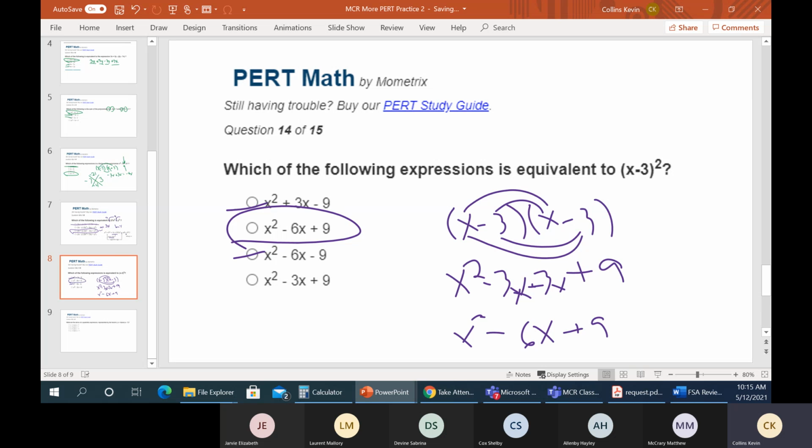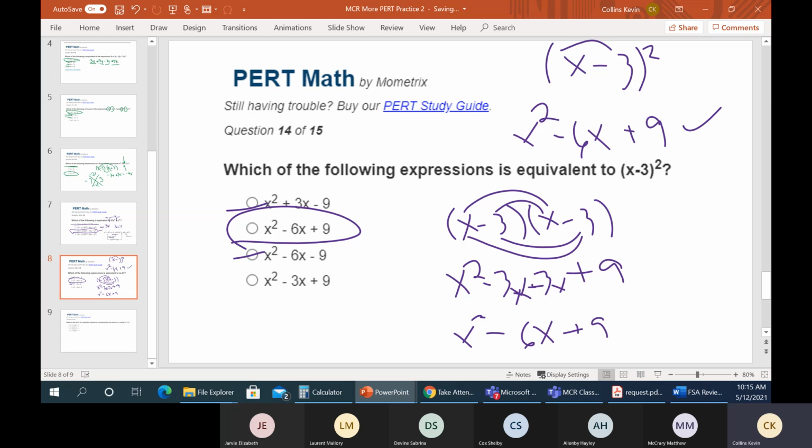Good. The hack on this one, again, is you square the first guy, square the second guy, and he's always positive. Multiply these two together, so minus 3 times x is minus 3x, and double that, so minus 6x. And that's your guy. Good. Okay, last one.